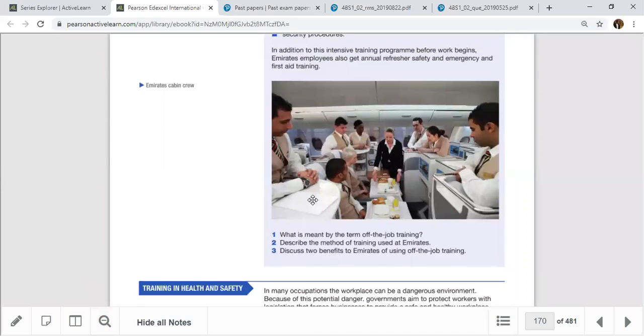So question number one asks what is meant by the term off-job training. Easy question. Training that can happen outside the organization is called off-job training.